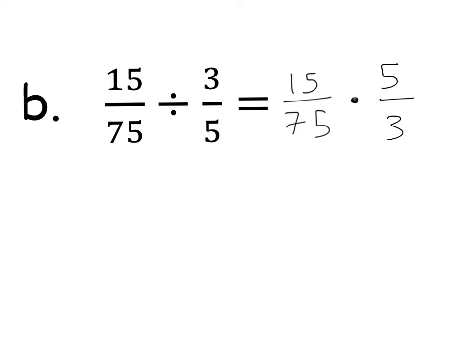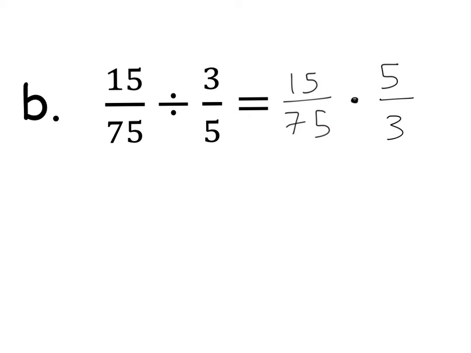Again, there's two ways we can do this. We can multiply straight across and then reduce, or we can reduce first. I think that we should reduce first here because I see some values that might be really easy to reduce out. For example, I think we could take a 5 out of both 15 and 75. Actually, we could take a 15 out of both of these. 15 goes into 15 and it goes into 75.